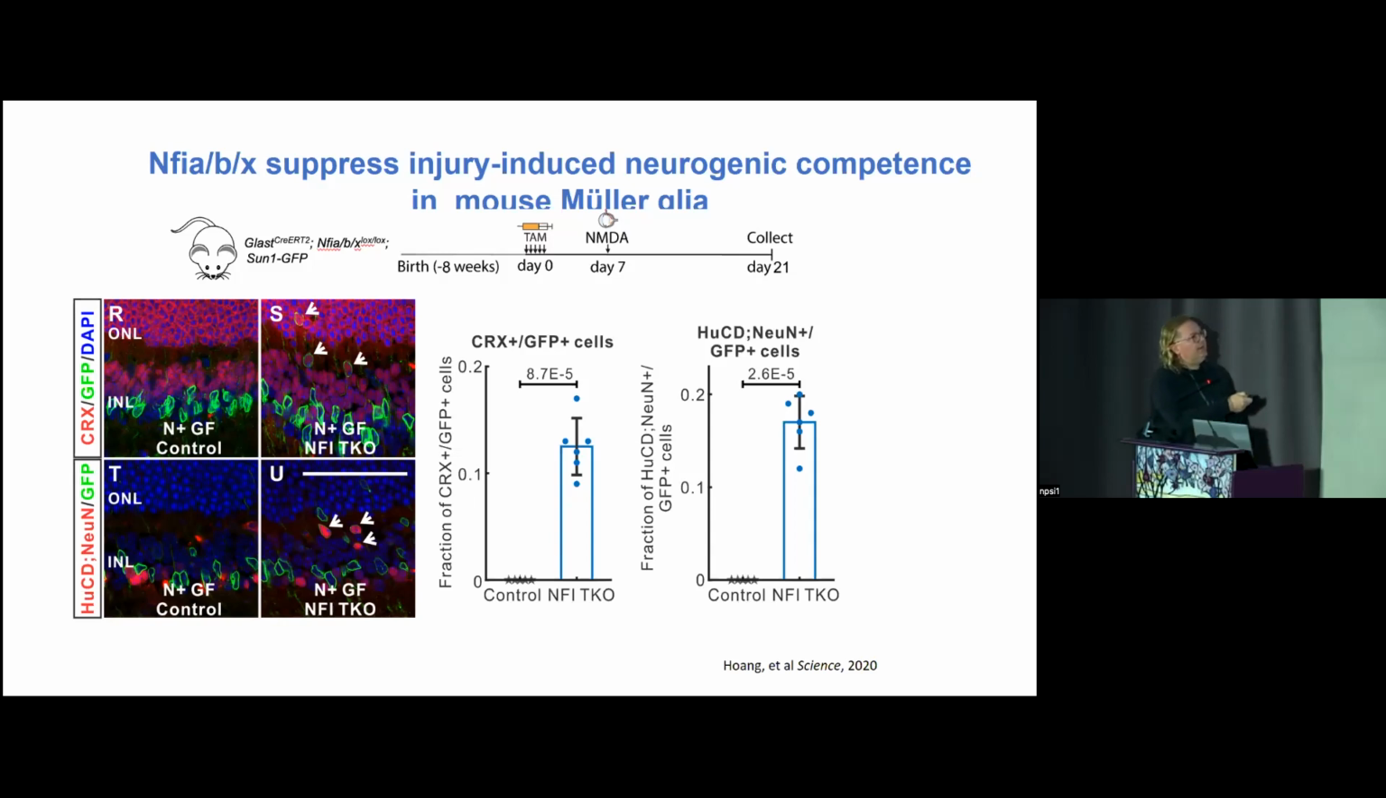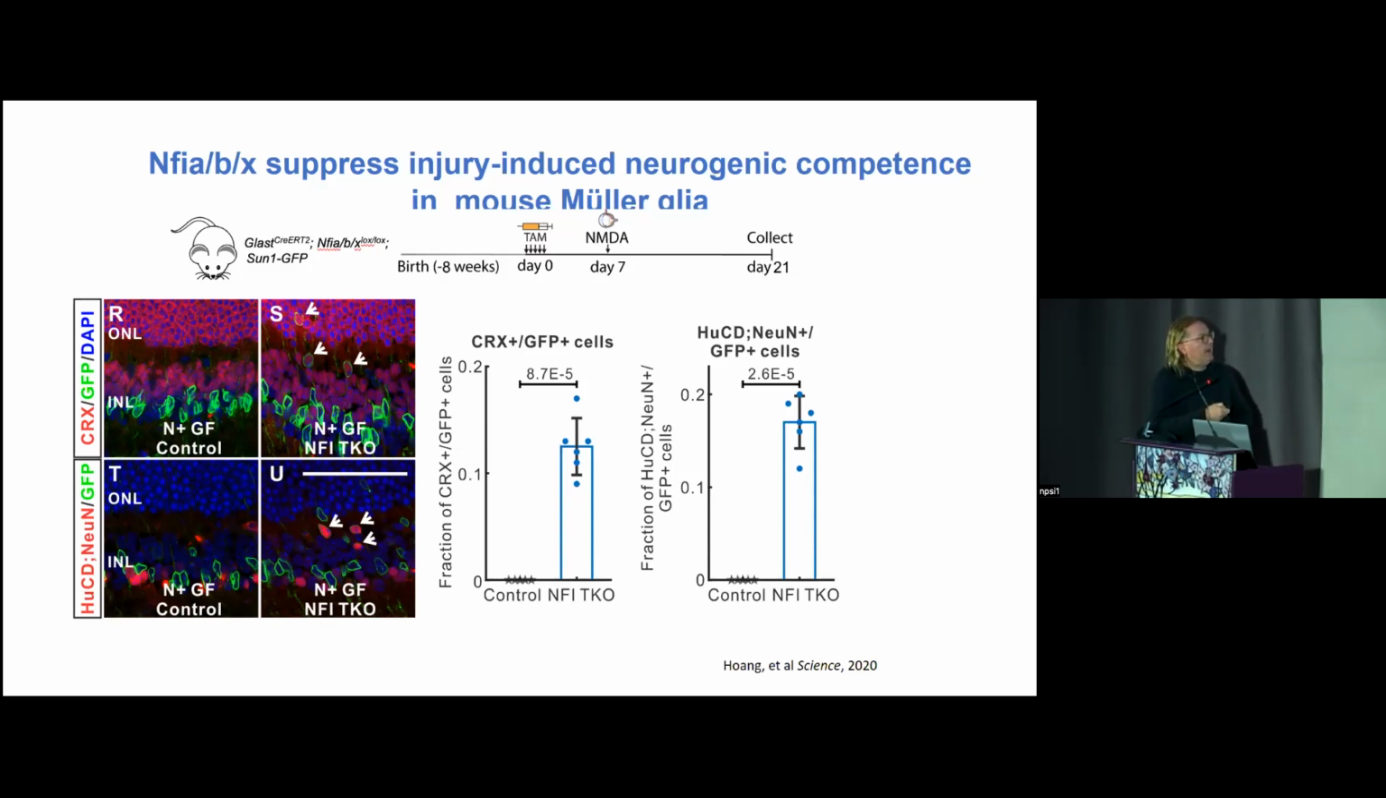In this case, these are 2-month-old animals. We do the tamoxifen injection, we wait 7 days, we injure with NMDA, and then we collect 2 weeks after that. Now here's a control. These are animals that have been treated with NMDA and also FGF2 and insulin.